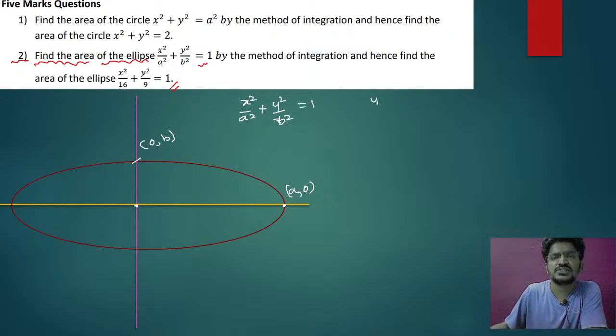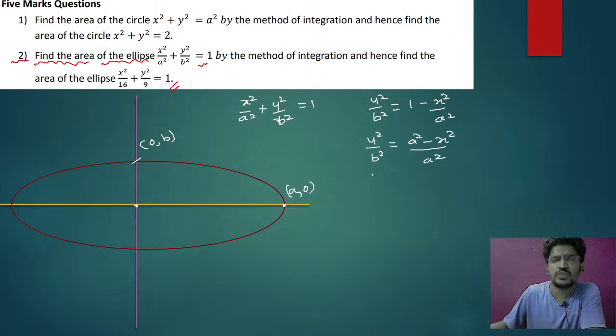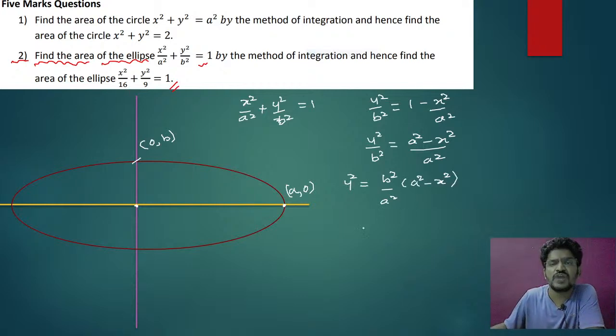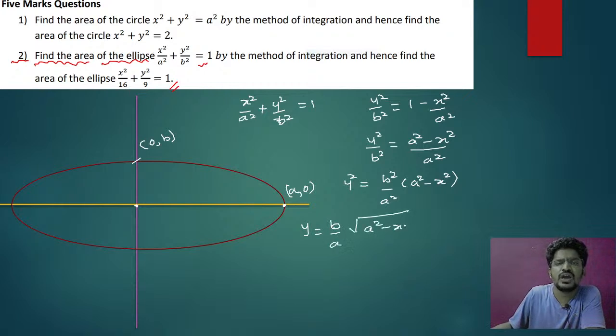So if I simplify this, y square by b square equals 1 minus x square by a square. So y square by b square is equal to a square minus x square divided by a square, and y square is equal to b square divided by a square into a square minus x square. Now if I apply the root on both sides, y will be equal to b by a square root of a square minus x square.